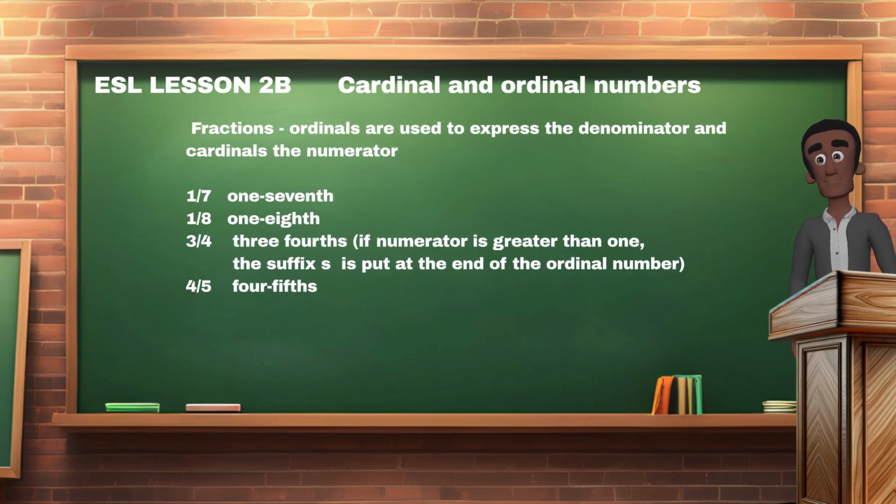Fractions. Ordinals are used to express the denominator and cardinals, the numerator. 1/7. 1/8. 3/4. If numerator is greater than 1, the suffix s is put at the end of the ordinal number. 4/5.